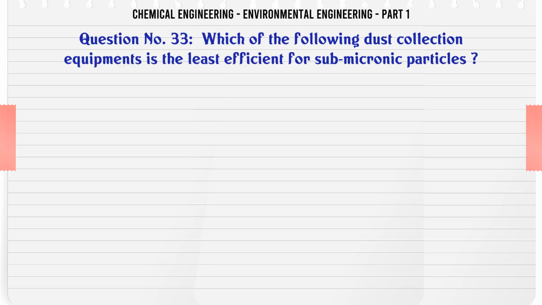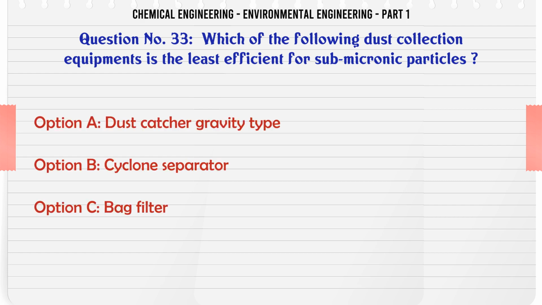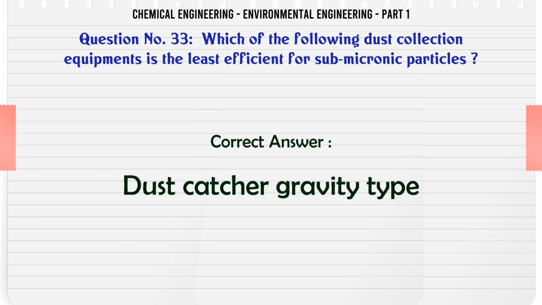Which of the following dust collection equipments is the least efficient for submicronic particles? A. Dust catcher gravity type. B. Cyclone separator. C. Bag filter. D. Hollow wet scrubber. The correct answer is dust catcher gravity type.